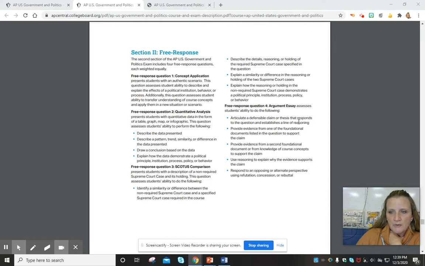Articulate a defensible claim or thesis that responds to the question and establishes a line of reasoning. All right, so you have to develop a thesis, provide evidence from the foundational documents listed. So it's kind of like a DBQ. Provide evidence from a second foundational document or knowledge of course concepts. All right. Use reasoning to explain why the evidence supports the claim. So you've got to come up with two things of evidence and then respond to an opposing or alternative perspective using refutation, concession, or rebuttal.